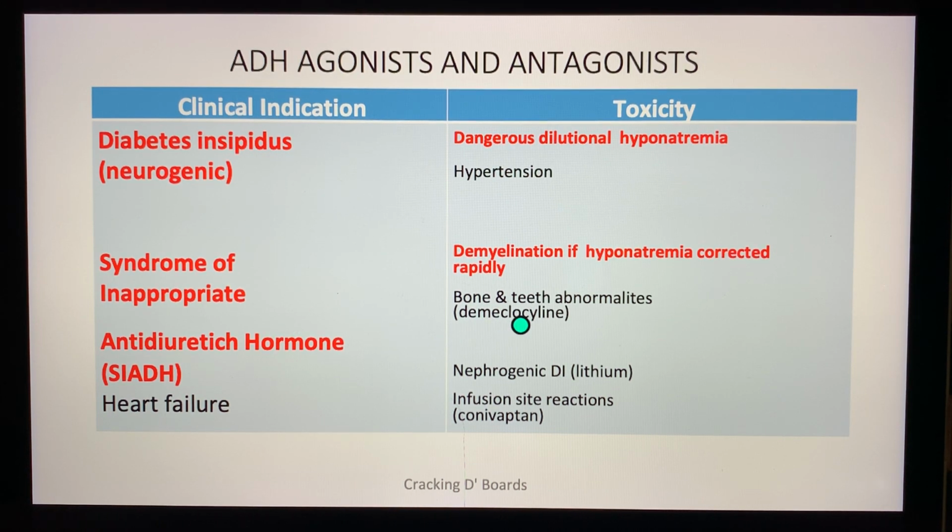Demeclocycline, having a tetracycline structure, is notorious for causing bone and teeth abnormalities. So always remember, tetracycline is bad for your bones, it's bad for your cartilage, it can also cause teeth discoloration.